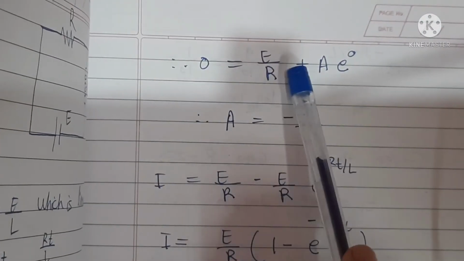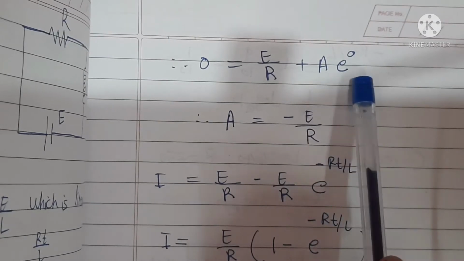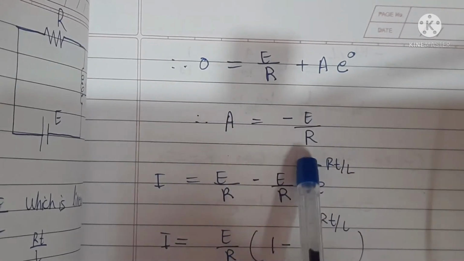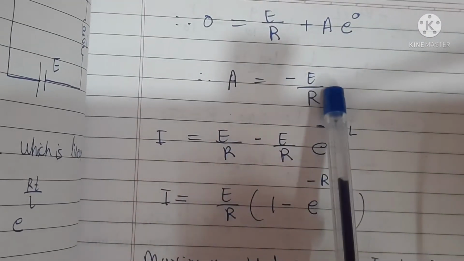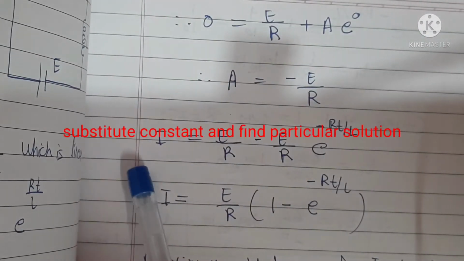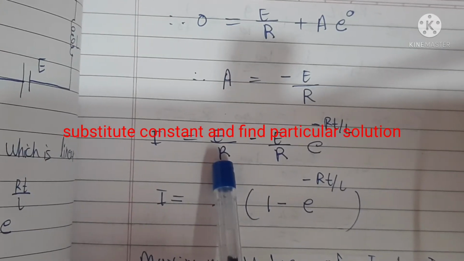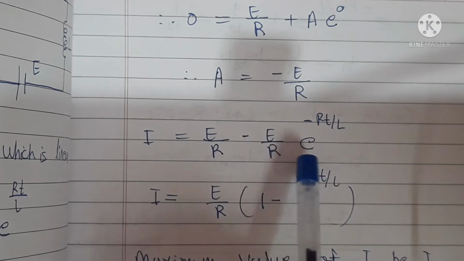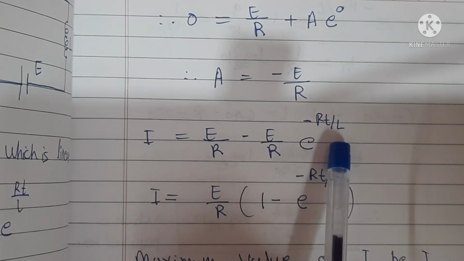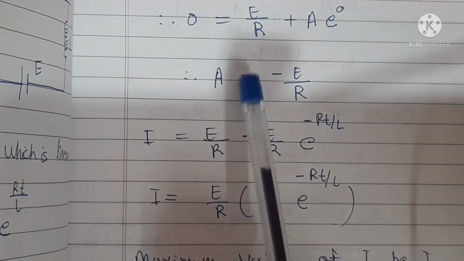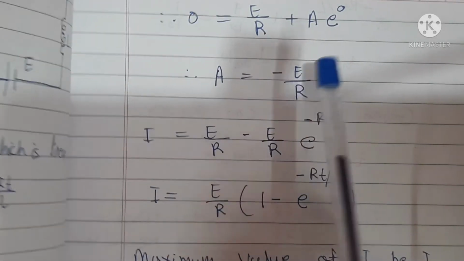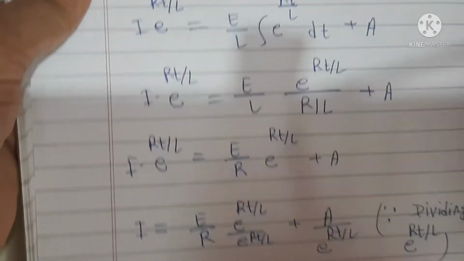Okay, now by substituting the value, 0 is equal to E upon R plus A into e raised to 0. E raised to 0 is 1. Therefore A is equal to minus E upon R. Therefore substituting minus E upon R in the original general solution equation, we get I is equal to E upon R minus E upon R e raised to minus RT upon L. We only substitute the value of A in this general solution equation.